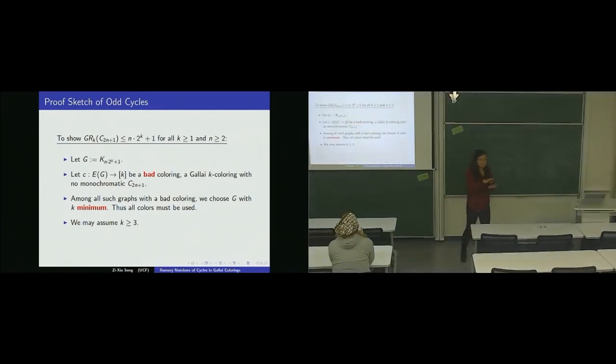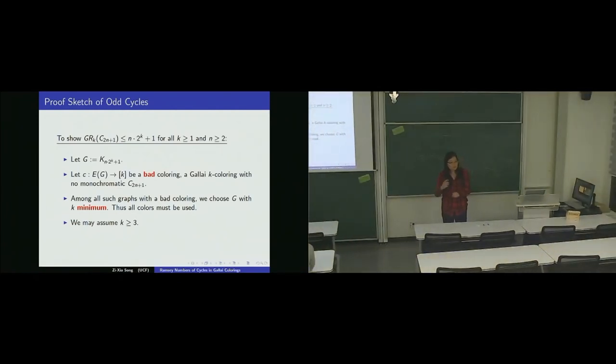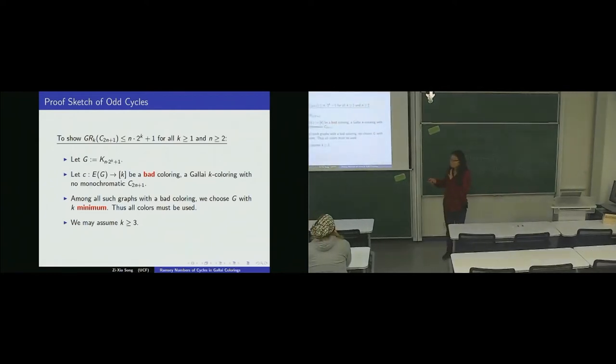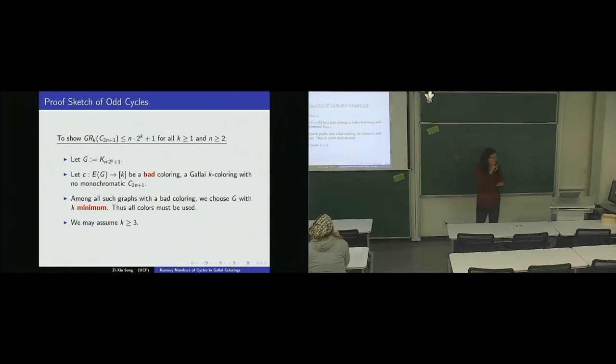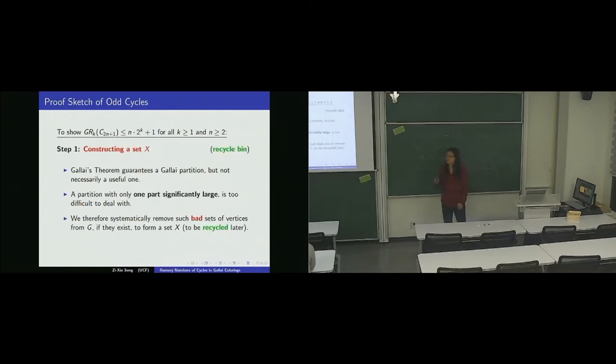Suppose I have a Gallai k-coloring here. That would give me a monochromatic copy of C_{2n+1}. So among all these, I pick one with k minimum, which means all colors must be used. Because the colored Ramsey numbers of cycles are known, I can assume I have at least three colors. Okay, three colors. So the question now is, how do I use Gallai's structure theorem?